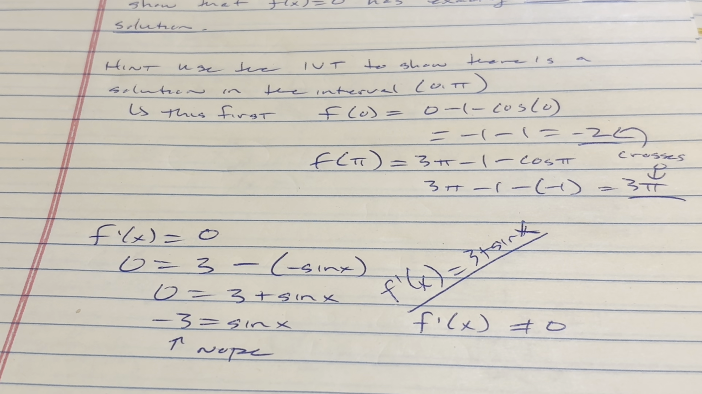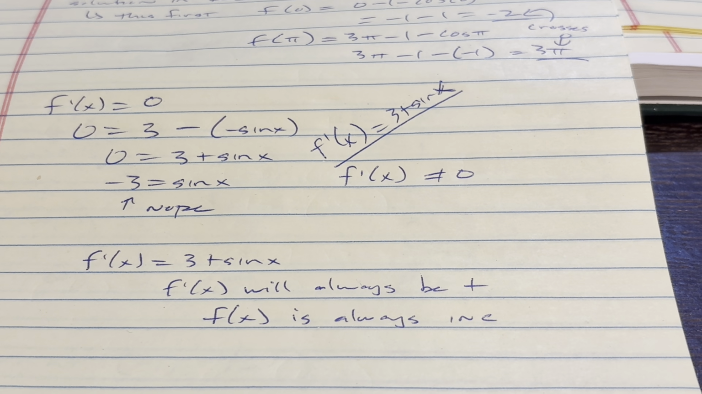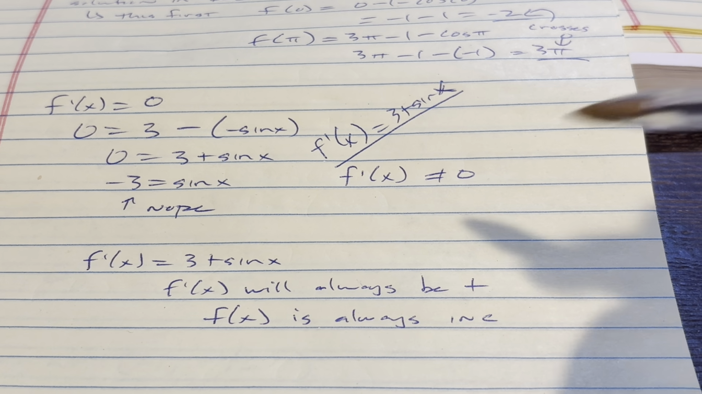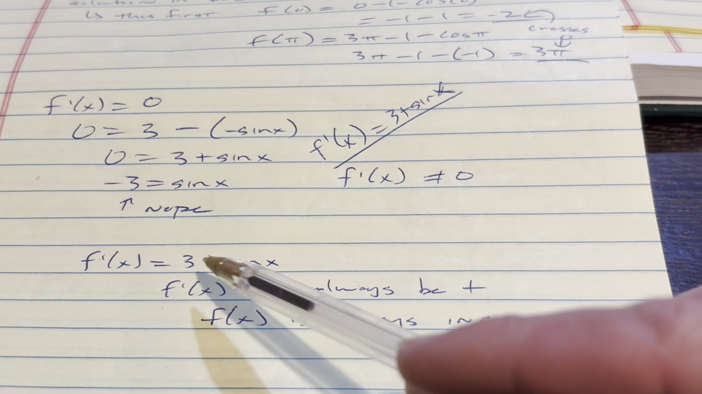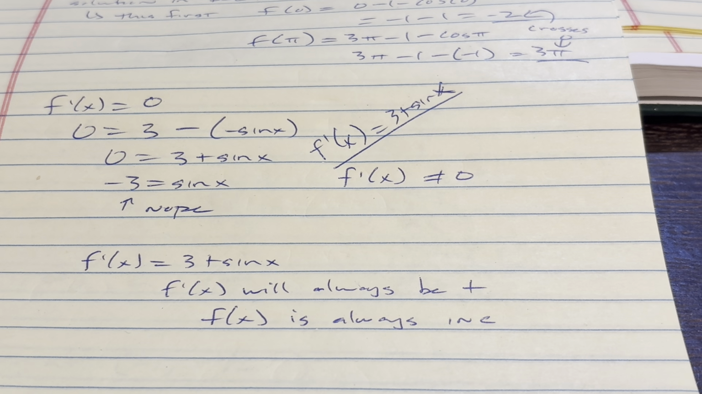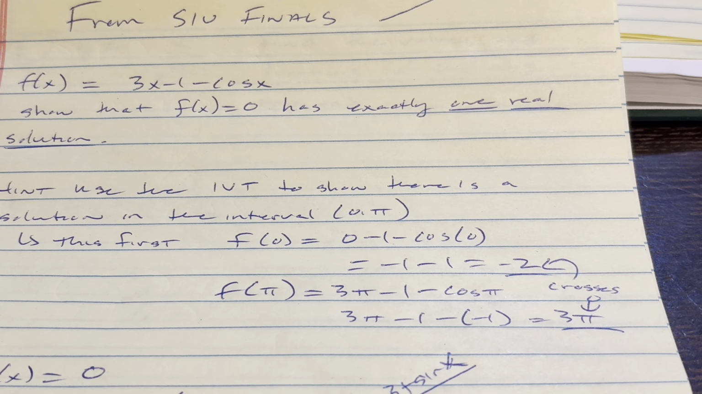So it never turns. It never goes from increasing to decreasing, or from decreasing to increasing. The derivative is 3 plus sine x, and that's always going to be positive, because the smallest value you'll get for sine x is negative 1. So the derivative is always 2 or more, always positive. That means this graph is always increasing. If it's always increasing, it can only cross the x-axis one time. It crosses the x-axis and continues to go up forever.